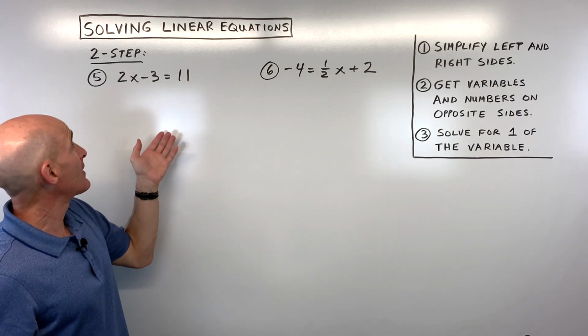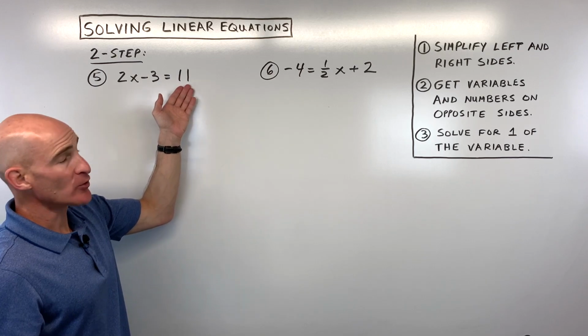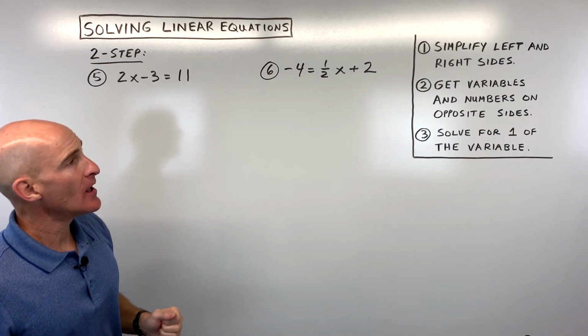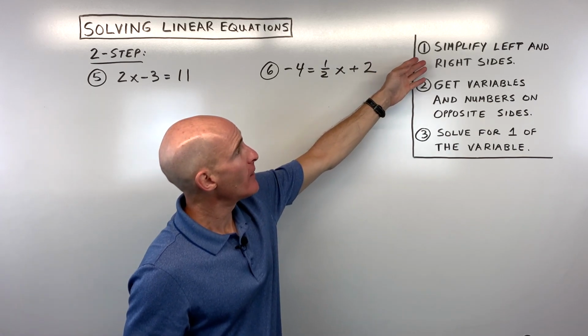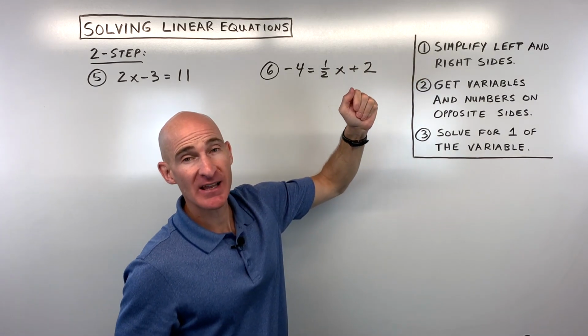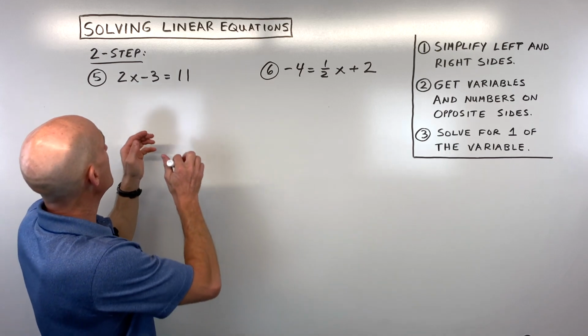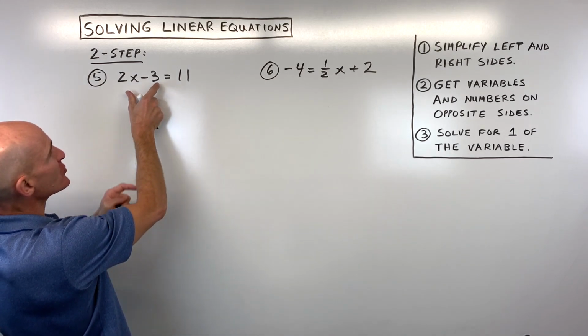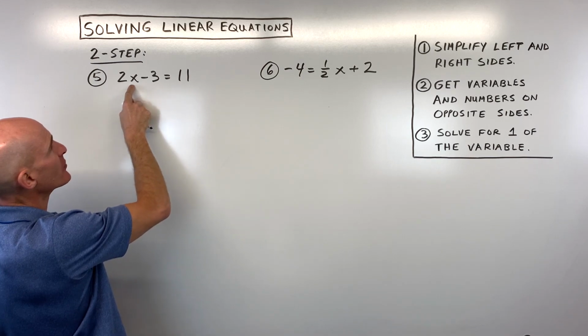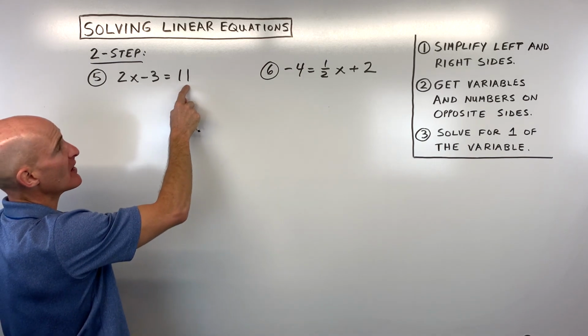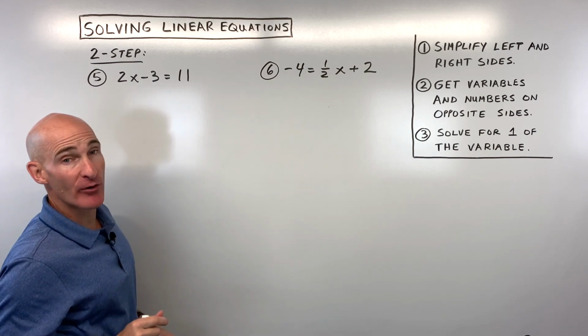Okay, for number 5 now we have 2x minus 3 equals 11, a two-step equation. But I always like to think of these 3 steps just to keep it real simple. So first step, can we simplify the left side and can we simplify the right side? Meaning, can we combine like terms or condense this in any fashion? Well, in this case, we really can't. This is a variable, this is a number, we can't combine them. And this is just a number here, we can't simplify that right side.